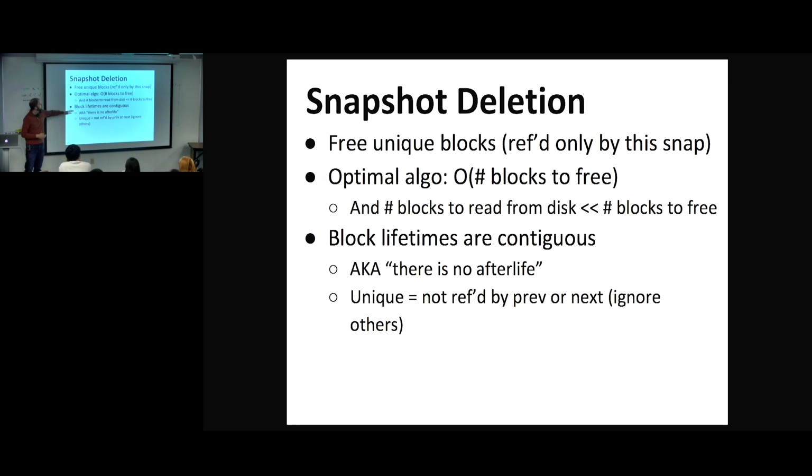So thankfully, the block lifetimes in ZFS are contiguous. This means a block is born, i.e. we write it to disk, it's referenced by some number of snapshots, and then the block is killed, and no snapshots after that reference it. The block can't come back to life in a later snapshot after it was dead. So therefore, the unique blocks are the blocks that are not referenced by the previous snapshot and not referenced by the next snapshot. But we don't care about any of the other snapshots because we know if it's not referenced by the previous and next, it can't come back to life in some other snapshot.